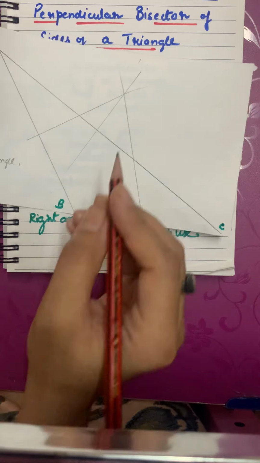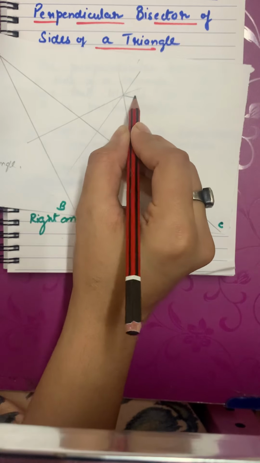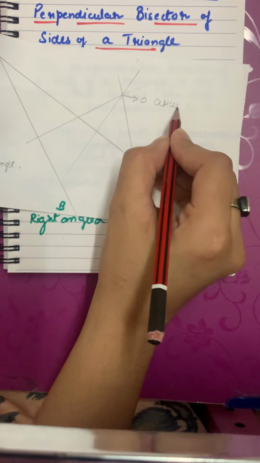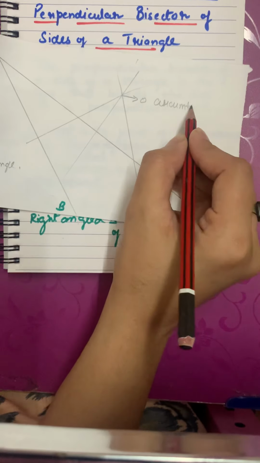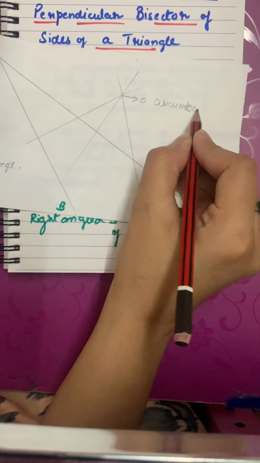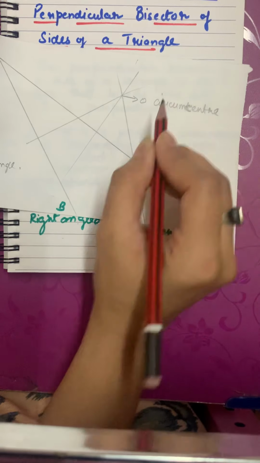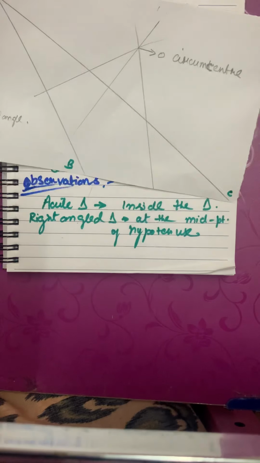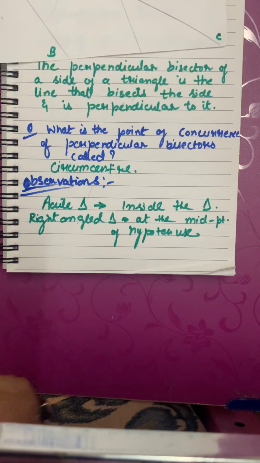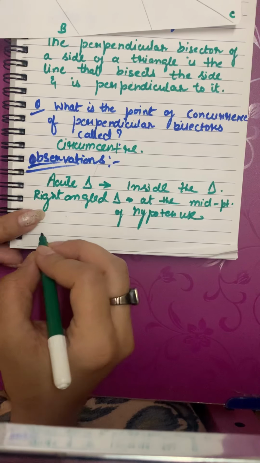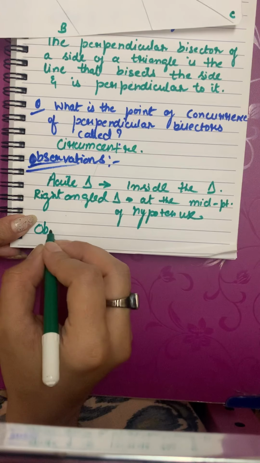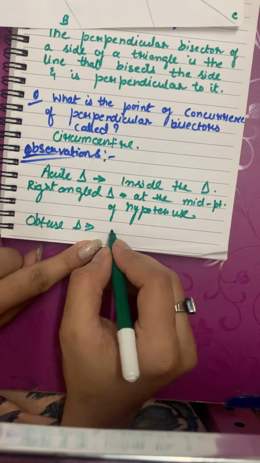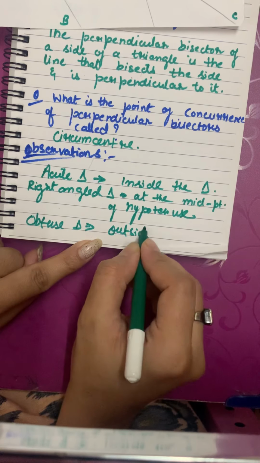So here you have observed that this circumcenter, in case of obtuse angle triangle, is lying completely outside the triangle. So here I am going to make my next observation. In obtuse triangle, circumcenter lies outside the triangle.